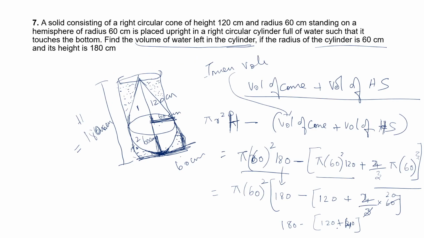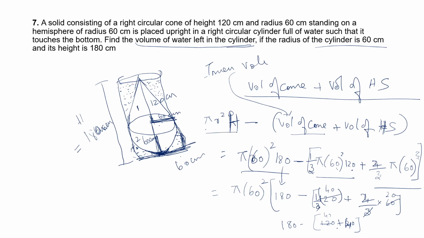Just a minute, let me check here. Are we substituting properly? This is pi r square h, so the h is 180, right. Volume of cone here is 1 by 3 pi r square h. Okay, so here we will get 1 by 3 into 20 pi r square h, here we will get 40, 1 by 3 pi r square h, 2 by 3 pi r cube.